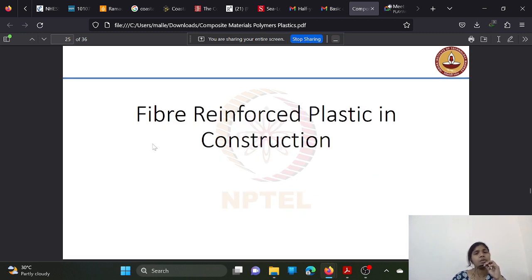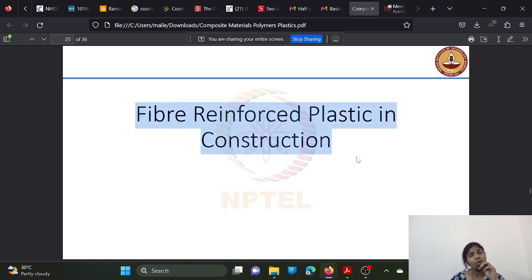So this is the main purpose of fiber reinforced plastic in construction. Why do we have to go for fiber reinforced plastic in construction? Already we are reinforcing the concrete with steel to take care of the tensile loads. But why this alternative of fiber reinforced plastic? Because we want to eliminate the major problem concerning steel reinforcement. What is the major problem we are concerned about in the case of steel reinforcement?